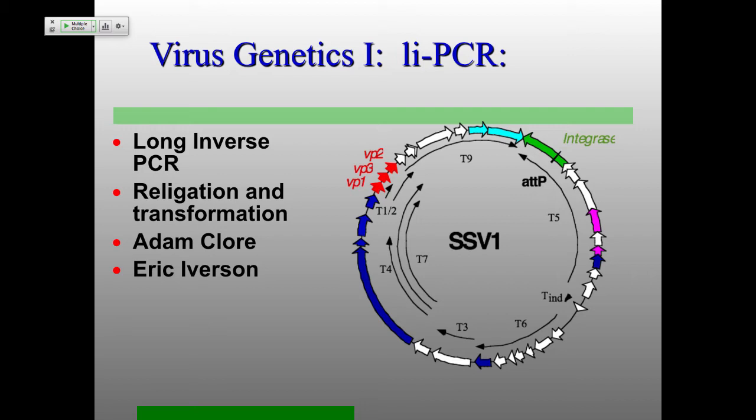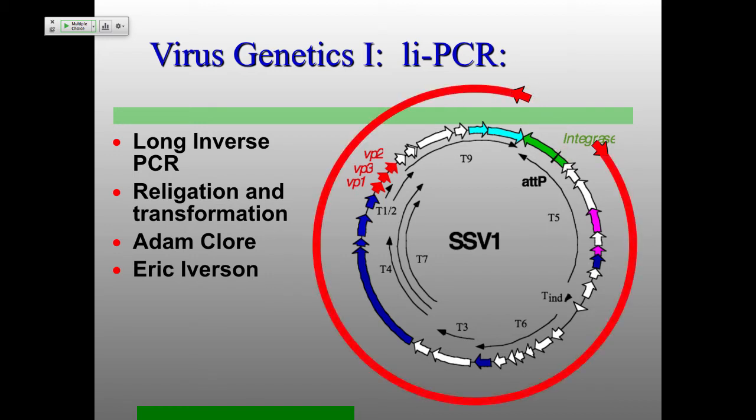We started out with something that we thought was going to be pretty easy. Turned out to be a lot harder to work with. We developed this technique which we call long inverse PCR. And long inverse PCR is pretty straightforward. What you do is you design primers, these little red arrows here on the outside, that are flanking the gene that you want to get rid of. Then you do PCR and amplify everything except for that gene. And then you put these two ends back together, and in that process, delete a gene.